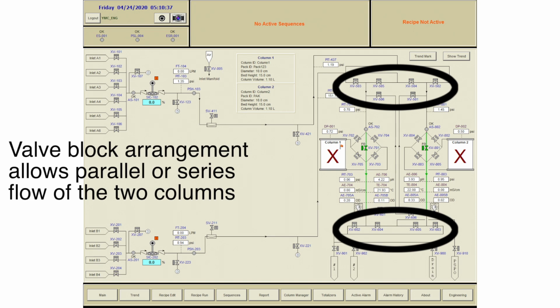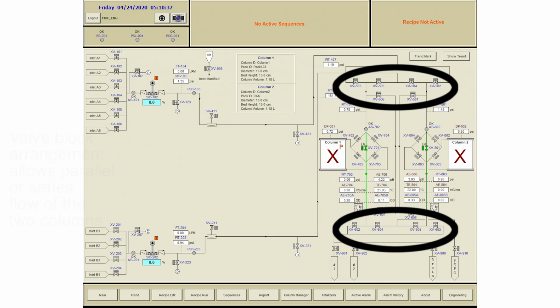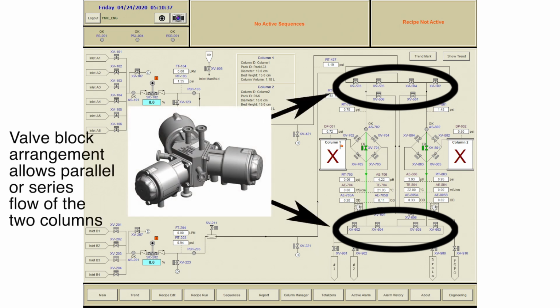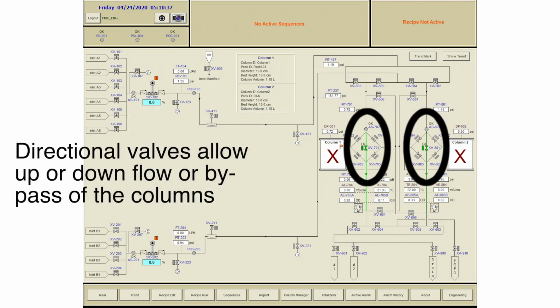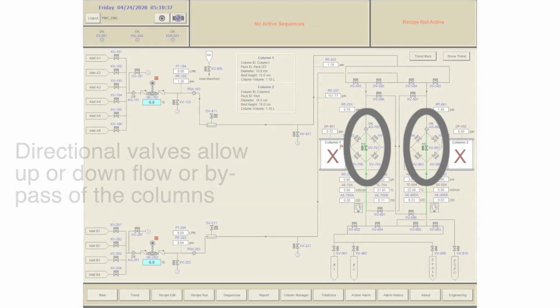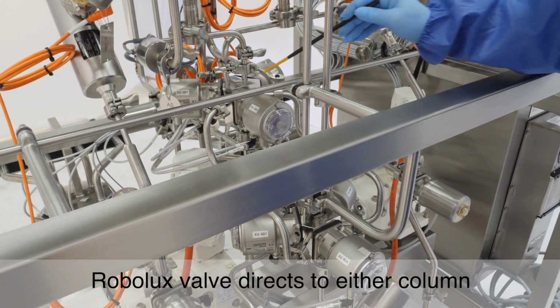These valves have extremely minimal internal holdup volumes, and they direct flows in such a manner to allow the operation of the columns in parallel or in such a manner that flow from one column enters directly into the other column. The system is also equipped with directional valves, which enable the flow of the columns in either an up or a downflow manner, as well as in column bypass.